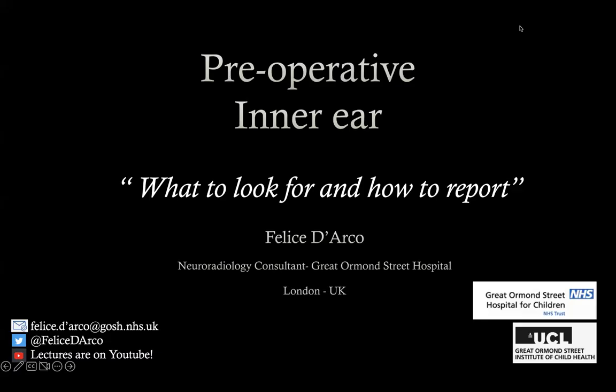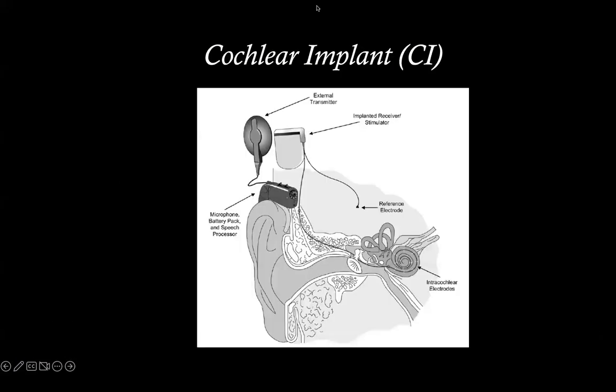What is preoperative inner ear? Basically, keeping it simple, we need to tell the ENT what the ENT needs to know in a clear and effective manner before implanting the cochlea with a cochlear device. And this is very, very important because we need to know where the implant goes.